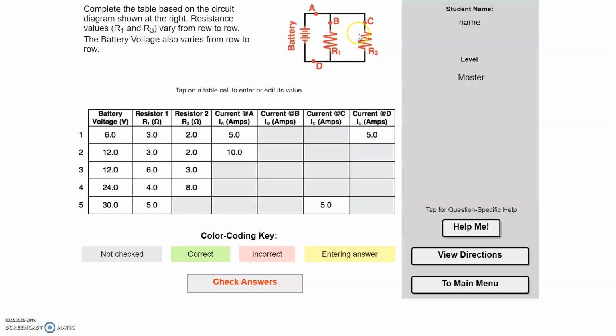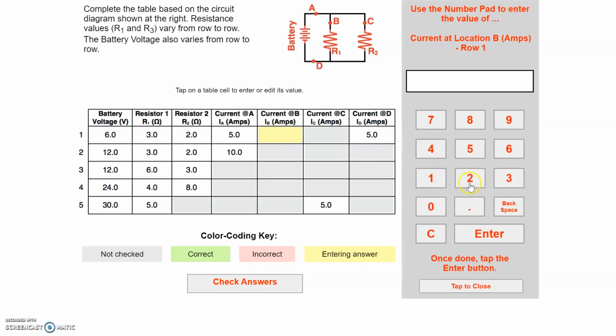So here you have a simple parallel circuit, two resistors, and a bunch of different places on the circuit. The battery voltage here is 6 volts, resistor 1 is 3 ohms, resistor 2 is 2 ohms, and you got 5 amps of current at point A that's coming out of the battery. To find the current going through point B, all you got to do is take the voltage divided by this resistance. So it's 6 divided by 3, it should be 2 amps of current. Over here, the resistor is only 2 ohms, so you take that same voltage, 6 divided by 2, and you should get 3 amps of current.